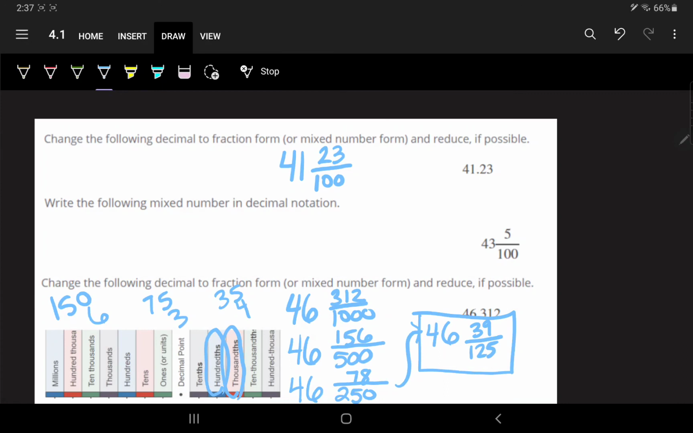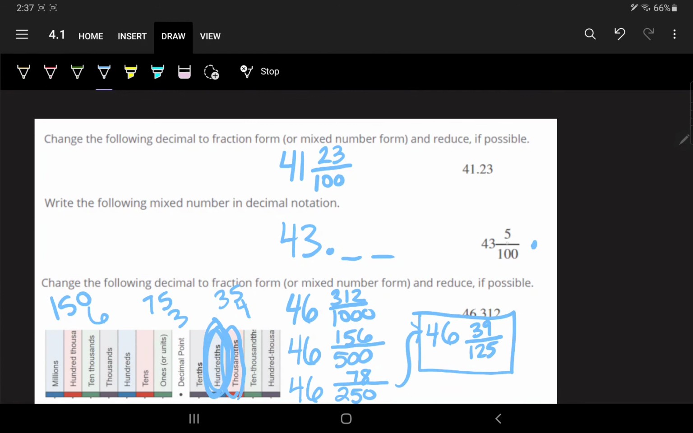All right, let's go the other direction. Up here looking at this problem here. I'm going to take this and turn it into a decimal. It's 43 and 5 hundredths. 43 point. Now 5 hundredths, you have to look up here and say, oh, hundredths was right here. Hundredths is 2 decimal places. I have to have 2 decimal places.